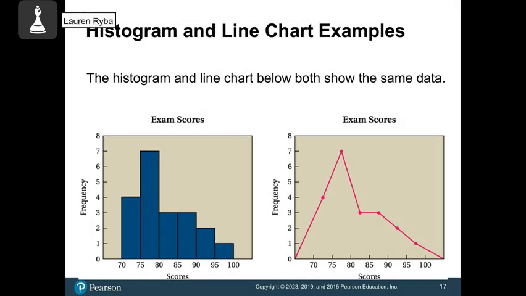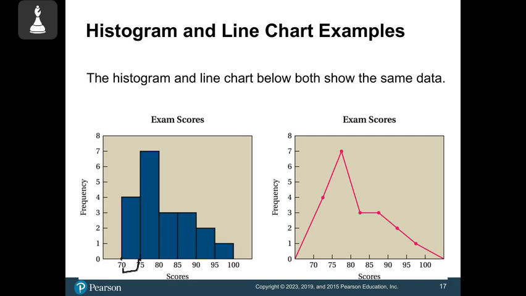Below is a histogram and a line chart for the exam data that we looked at on slide 10. We had grouped the data in bins of width 5. And you'll see it looks like a bar graph, but again, the bars are touching here for a specific reason.